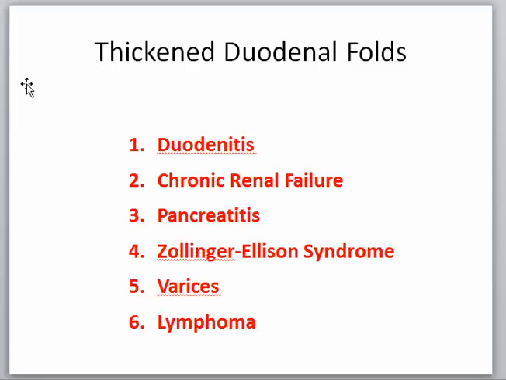In submucosal infiltration, it could be infiltrated with lymphomatous tissues or inflammatory changes like duodenitis and Zollinger-Ellison syndrome, or lymphoma with lymphoid infiltration. It could be due to elevation of the mucosa due to varices, as in the esophagus, lower esophagus and the stomach, or it could be due to edema, as in chronic renal failure and pancreatitis.